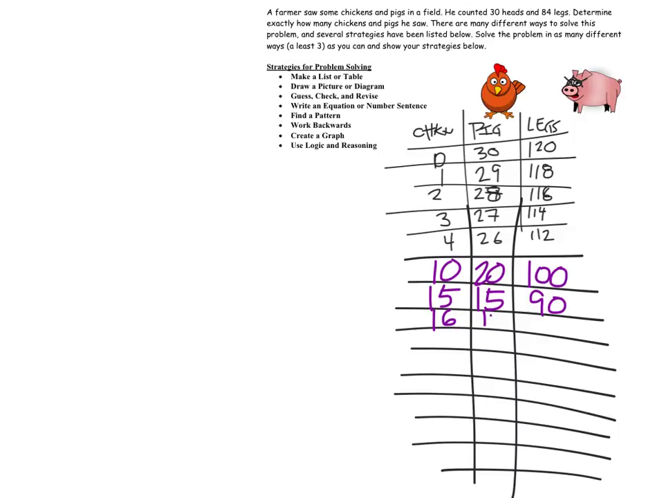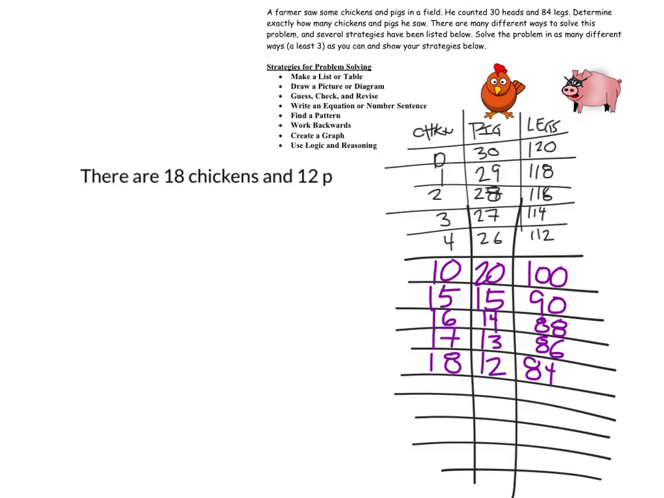Alright, so let's try 16 chickens and 14 pigs. That didn't work. Let's try 17 and 13. And then 18 and 12. Bam, 84. So that's what we wanted. Let's write this out. There are 18 chickens and 12 pigs, and we used the table method on that one.